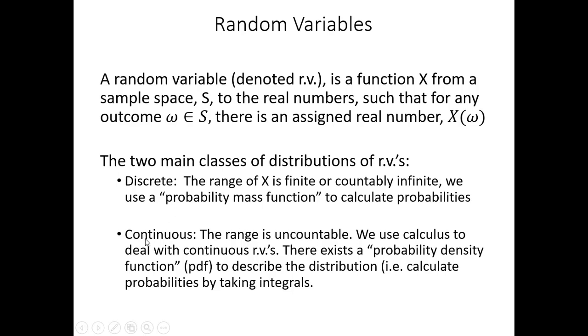Then we have continuous random variables. With a continuous RV, the range is uncountably infinite. In this case, we use calculus to deal with these continuous random variables. In addition to having a special function, a PDF, we have to use some calculus to get our probabilities. And so the idea is we will actually calculate probabilities by taking integrals of our PDF. PDF, as we'll learn later, stands for probability density function.